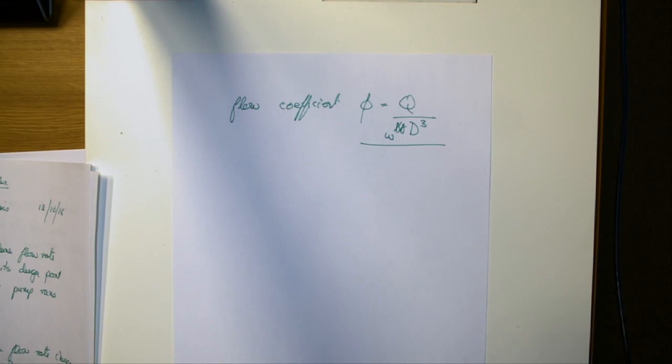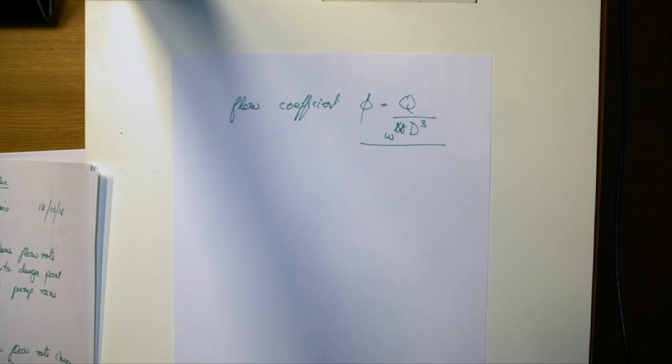N is more industrial. So Q over omega D cubed is the same in the original design and the new design. The only change which has happened is the rotational speed has increased by 50%. To keep the flow coefficient at the same value, the volume flow rate must also increase by 50%. And so the answer is 50%.